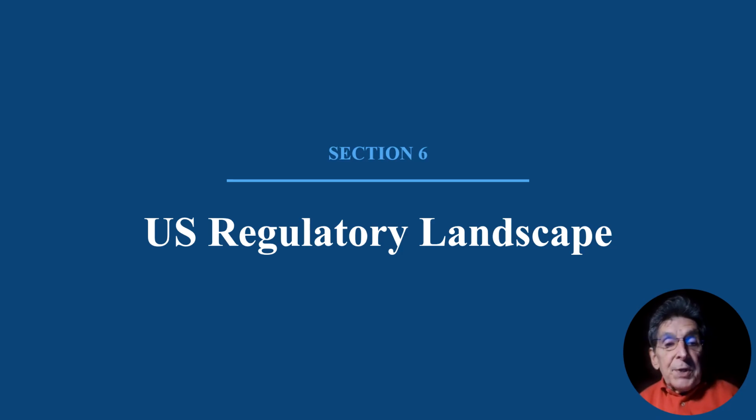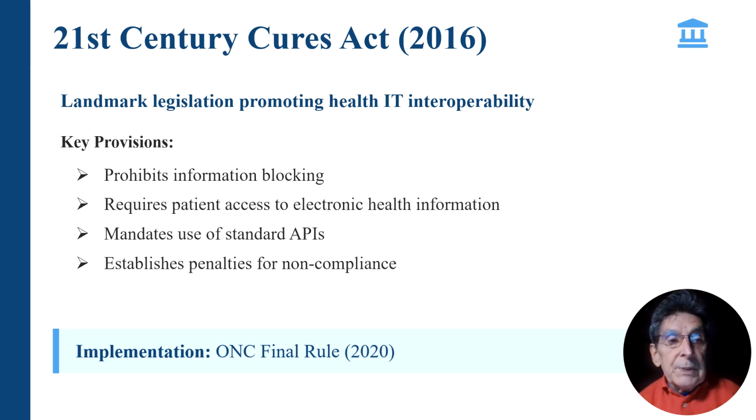Now let's go on to the U.S. regulatory landscape. This is Section 6. We'll look at the regulatory context that's driving the standards adoption in America. Technology alone doesn't achieve interoperability. Policy and regulation play crucial roles.